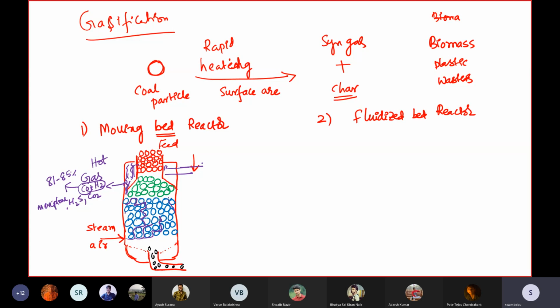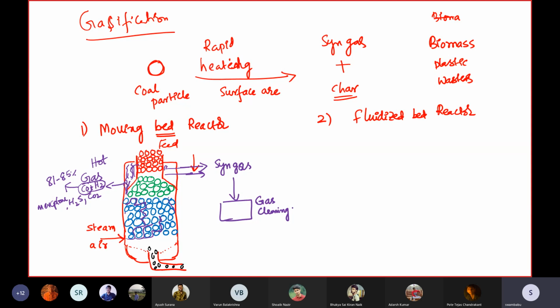So this way we get the syngas. But this is impure, because it contains CO2, mercaptans, H2S, and other components. This gas will undergo the gas cleaning process, where they will remove the CO2 by absorbing it onto base components like NaOH, KOH, and others.